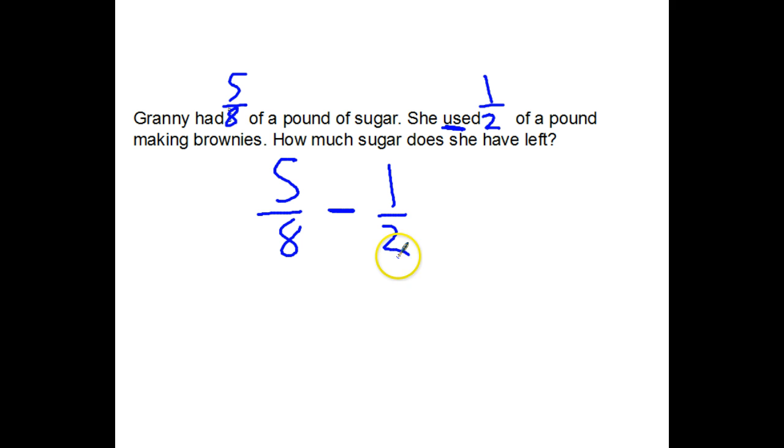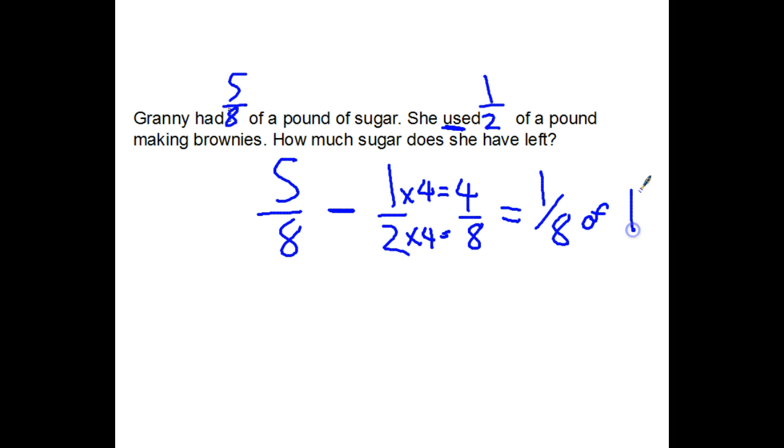Is there a fast way to make the 2 be an 8? Yeah, times 4. So 1/2 is really 4/8. And then we got 5/8 minus 4/8, 1/8 of a pound.